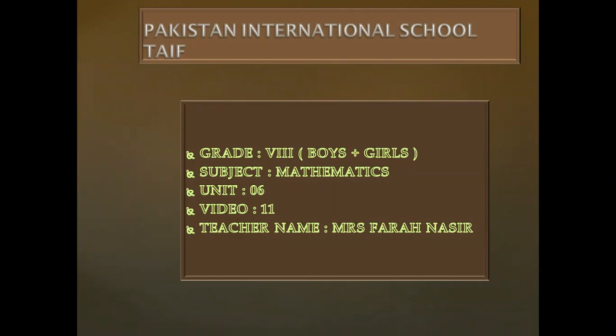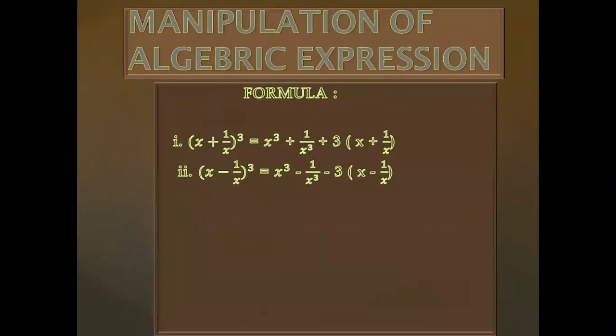Today is our 11th meeting and we will continue our previous exercise 6.7, the formula regarding cubes, a plus b whole cube and a minus b whole cube. I think you remember that formulas: a plus b whole cube is equal to a cube plus b cube plus 3a square b plus 3ab square, and a minus b whole cube is equal to a cube minus b cube minus 3a square b plus 3ab square.